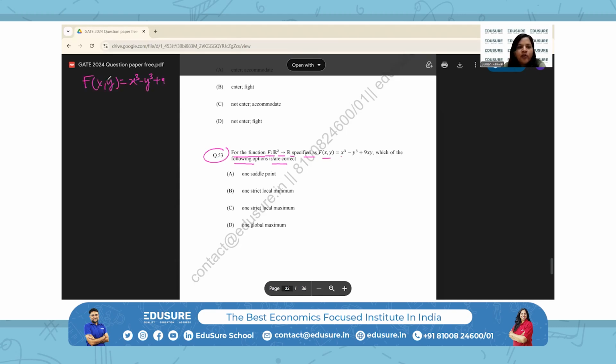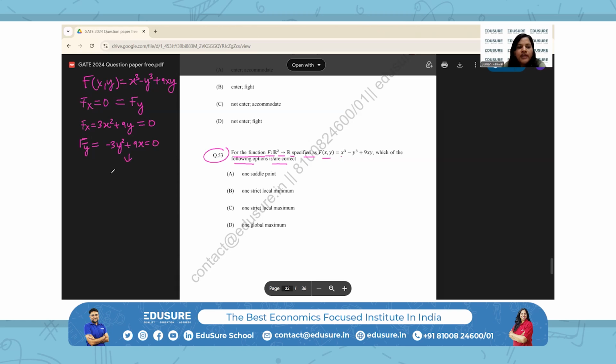Whenever we talk about maxima or minima, local maxima or local minima, the first derivative with respect to x and with respect to y should be put equal to 0 to find the critical points. So the first derivative with respect to x is 3x square plus 9y, and this should be put equal to 0. And the first derivative with respect to y is fy equals minus 3y square plus 9x. This should be equal to 0.